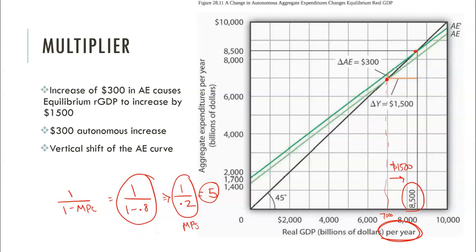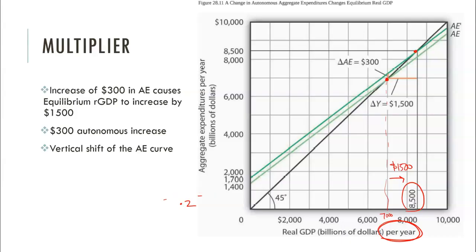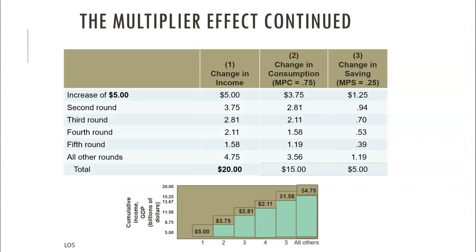Just make sure when you're doing this, you remember which thing to put on the bottom, because you don't want to forget and just put 1 divided by 0.8, because that would give you the wrong answer. So just make sure you know which thing is your saving rate, which thing is your consumption rate. Okay, so we have an MPC of 0.8, multiplier of 5, and then we get that by plugging that number in.